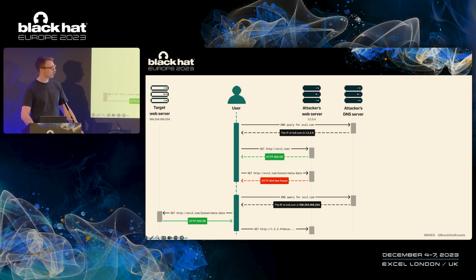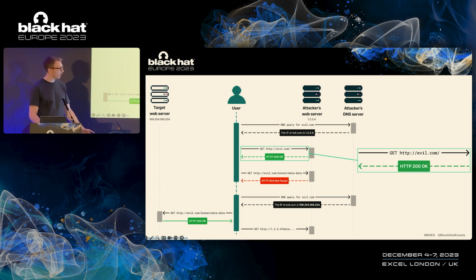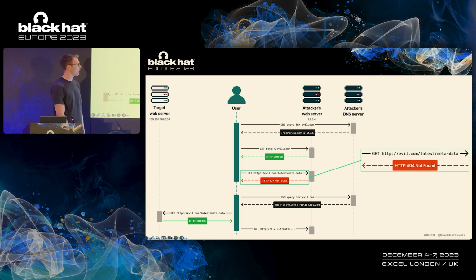So let's have a look at what this looks like. Don't worry, we are zooming in. So we've got the target web server on the left, the attacker's web server and the attacker's DNS server on the right. And the user is loading up http evil.com in their browser. This triggers a DNS lookup for evil.com. The DNS server says the IP address is the one of the attacker's web server, so 1.2.3.4. Therefore, the browser then sends the next request to the attacker's web server. This returns the attacker's page, and this page is going to include JavaScript to repeatedly try and request that latest/metadata path. Now, it's not on the attacker's web server, so that's obviously going to fail, and we'll get a 404.